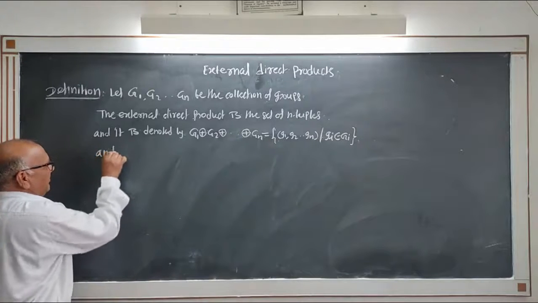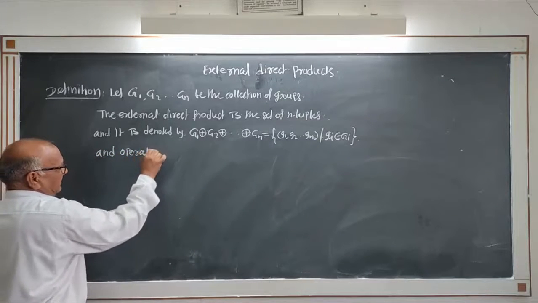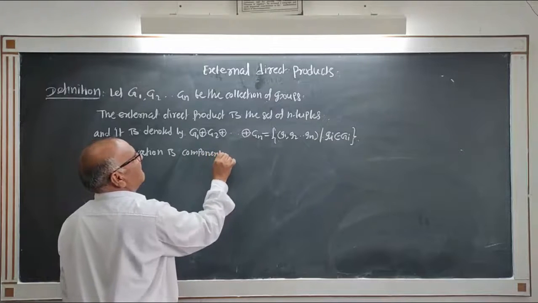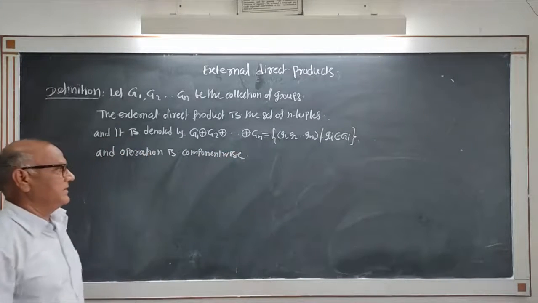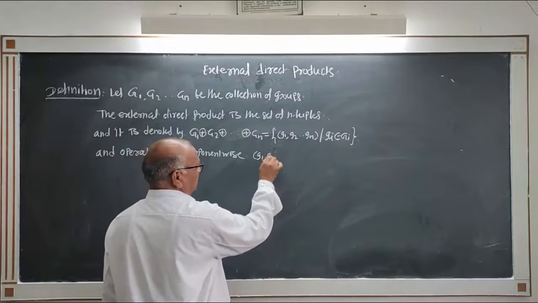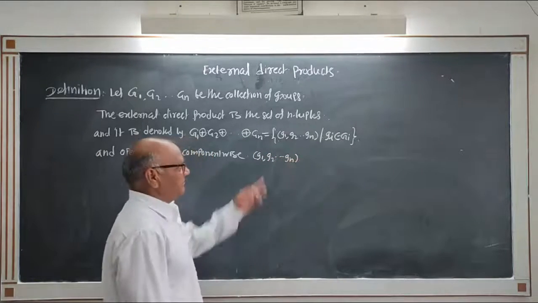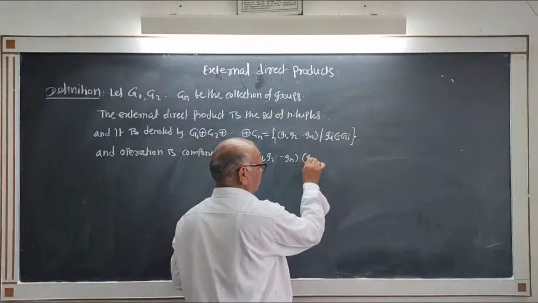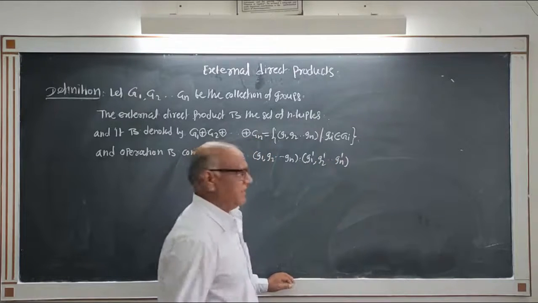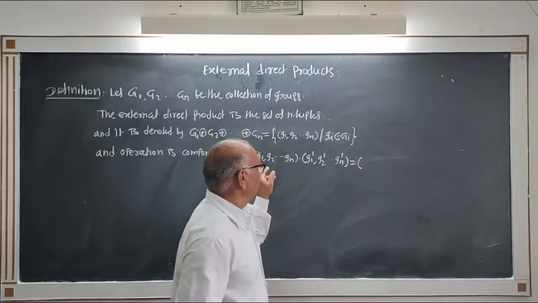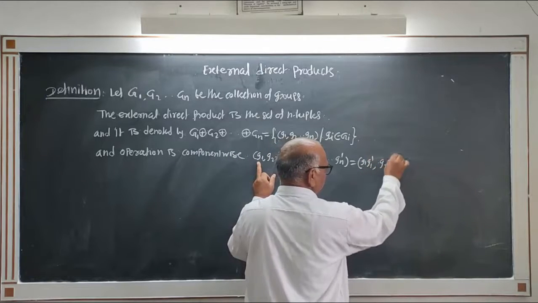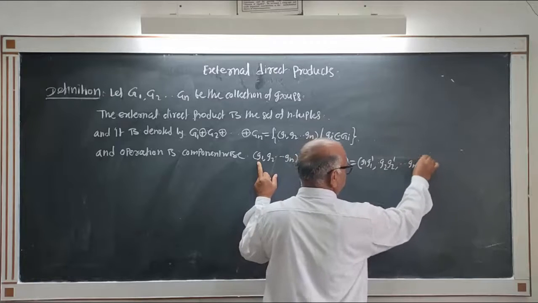And the operation is component-wise. Here, take one element (g1, g2, ..., gn) from this set and a second element (g1', g2', ..., gn'), and their product is component-wise, that means g1 g1', g2 g2', ..., gn gn'.